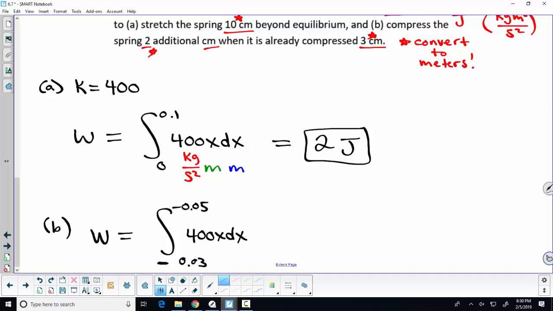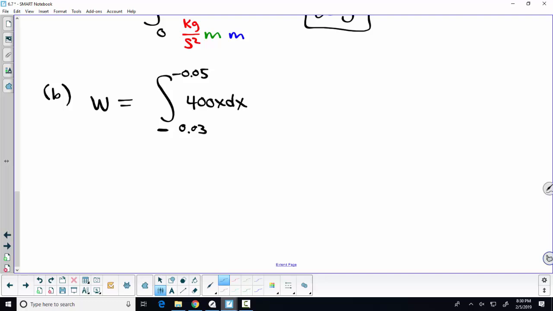Does that make sense? Any questions on that? Why do you put negative 0.05 on top instead of the bottom since it's the smaller number? Yeah, it's kind of weird. But here's our equilibrium point. We're compressing it 3 centimeters.